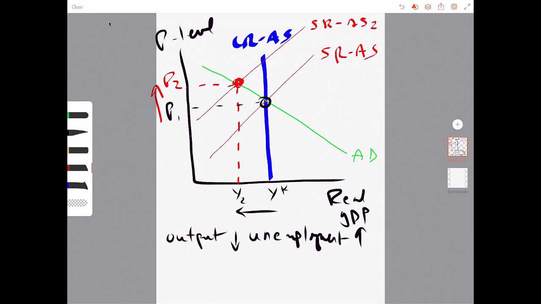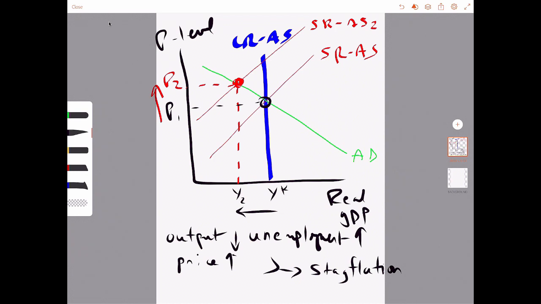This is the worst case possible scenario for an economy. Output going down, unemployment going up, and price levels rising. This sort of unholy trinity of bad economic news is sometimes called stagflation. It's not just inflation, it's stagflation, where your economy is stagnating and you have inflation. This is a horrible, horrible situation to find yourselves in.